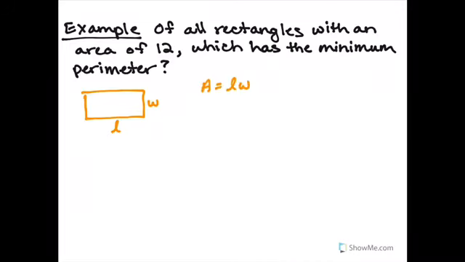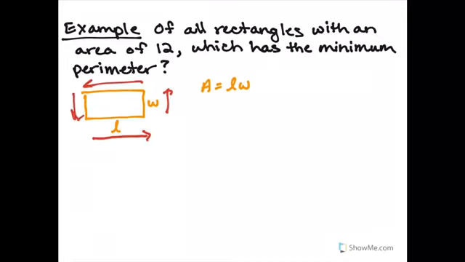And the perimeter is if I walk around the entire outside of this thing and add up all the side lengths. So my perimeter is going to be 2L plus 2W. That is the equation that we are trying to minimize. That's the one I'm going to take a derivative of.